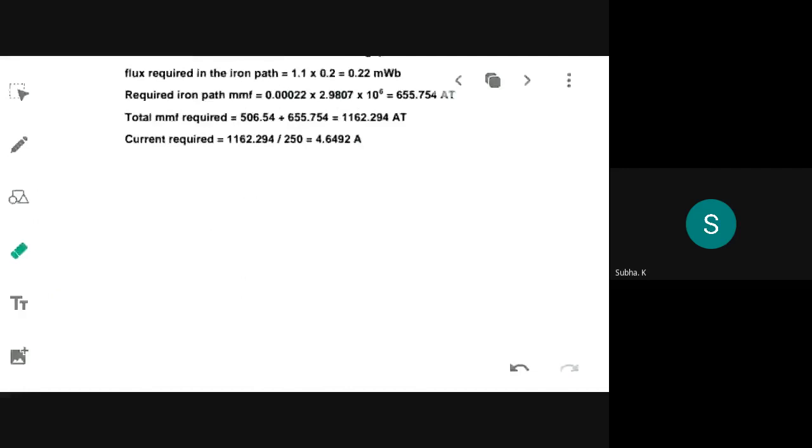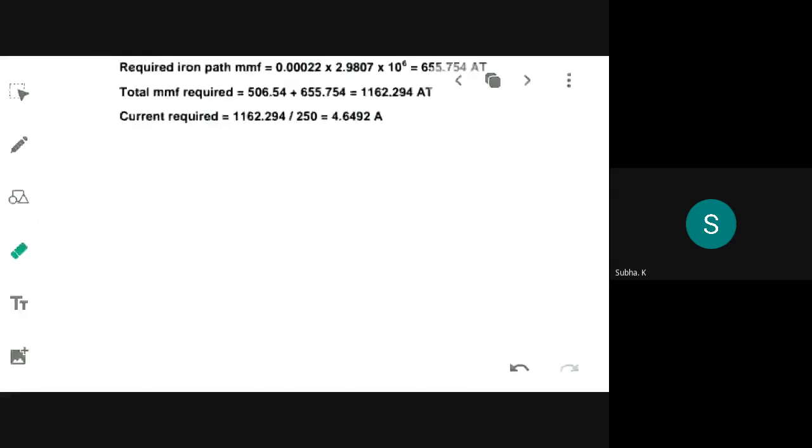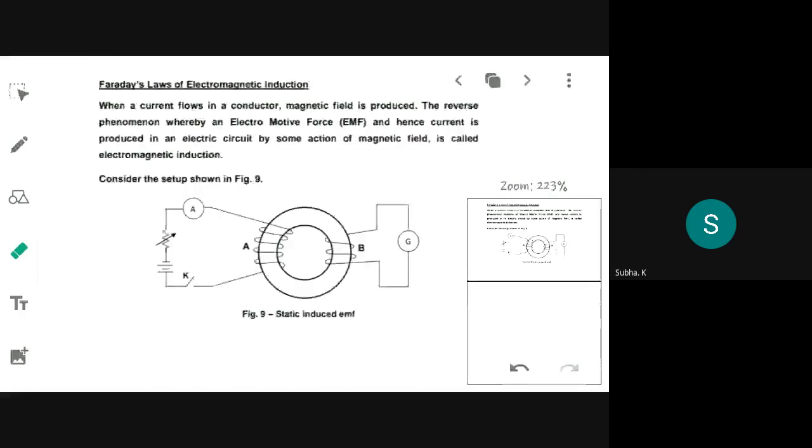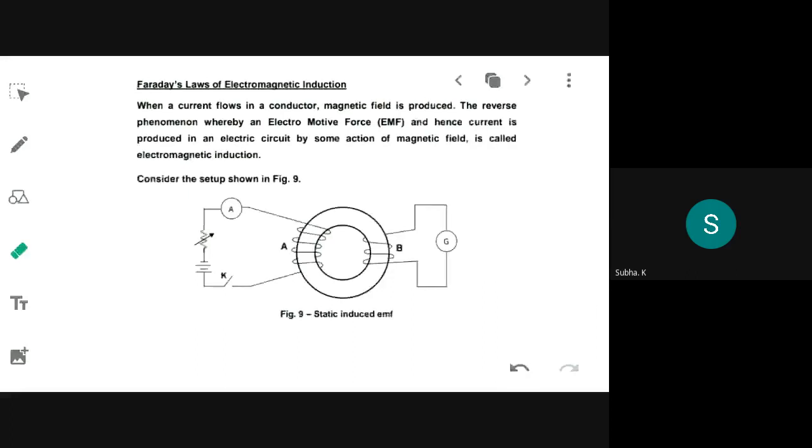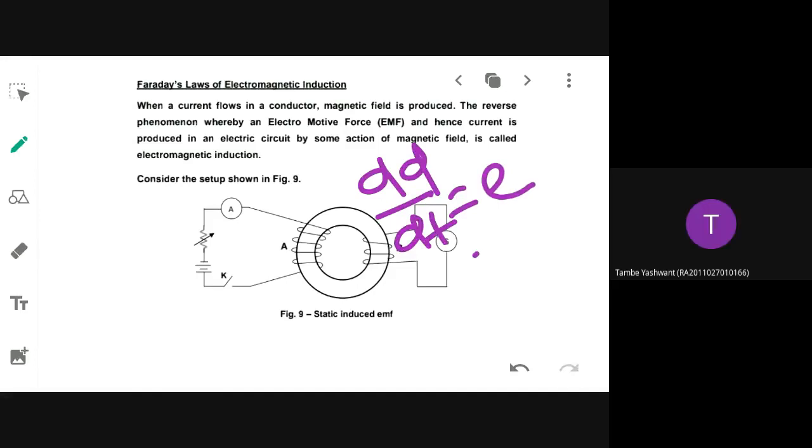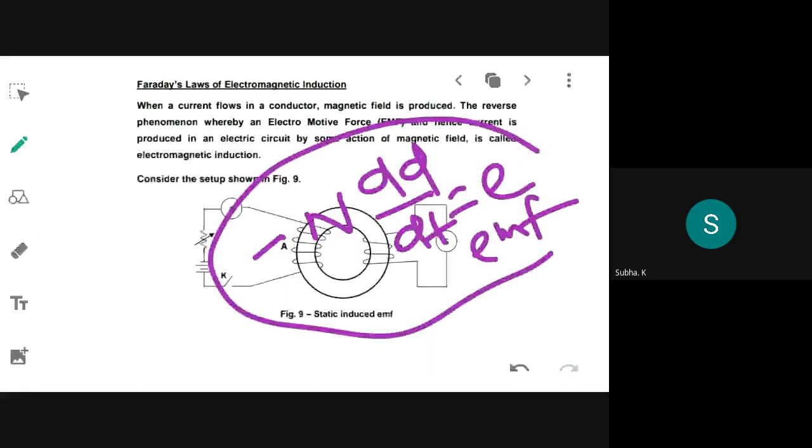Okay. The next thing is Faraday's law of electromagnetic induction. I have already told you in the lab class what it means and how it will be stated. So what is Faraday's law of electromagnetic induction? Change of flux induces EMF. Yes, so d phi by dt gives my EMF, that is electromotive force. That will be given by minus n, where n is the number of turns. In order to have this EMF generated, I need to have what setup?